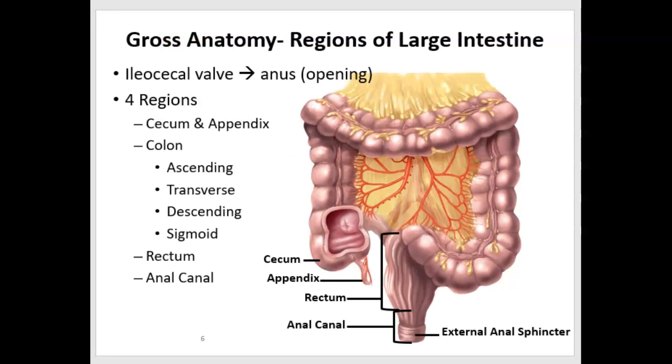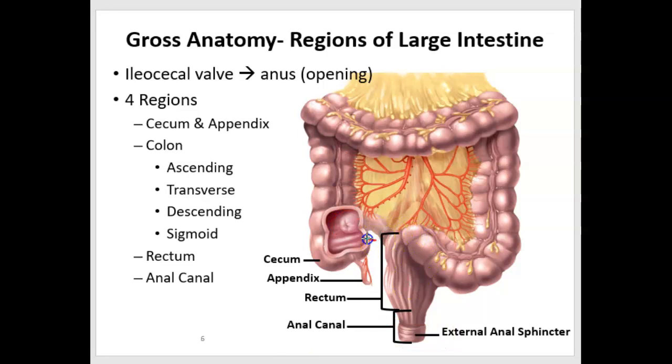Okay, let's look at the gross anatomy of the large intestine now. It runs from the ileocecal valve all the way to the anus. So the ileocecal valve is where the small intestine passes contents into the large intestine, and the anus, of course, is the opening to the external environment inferiorly.